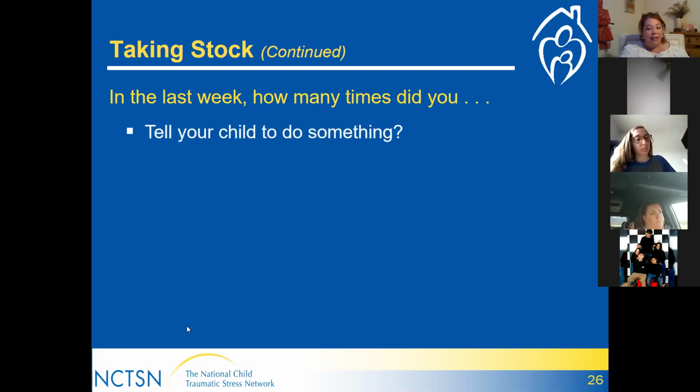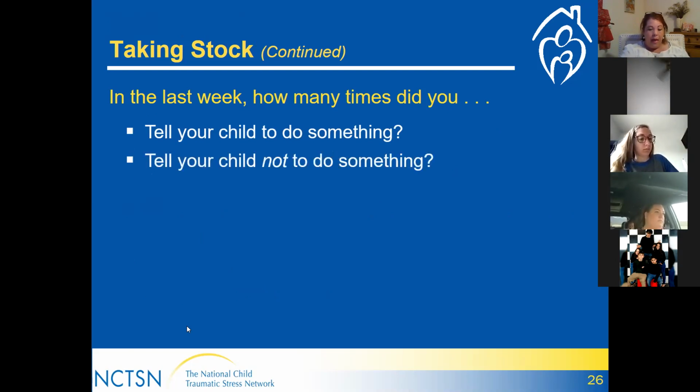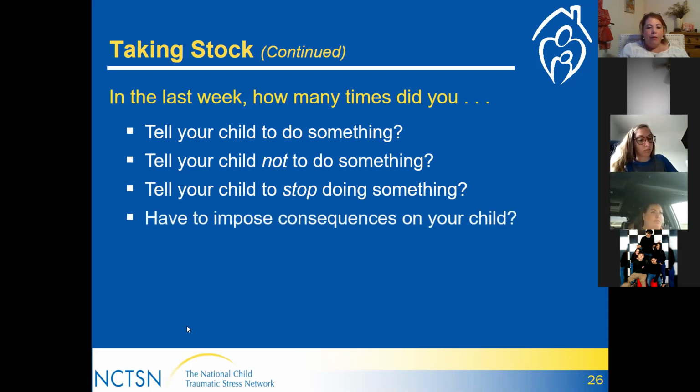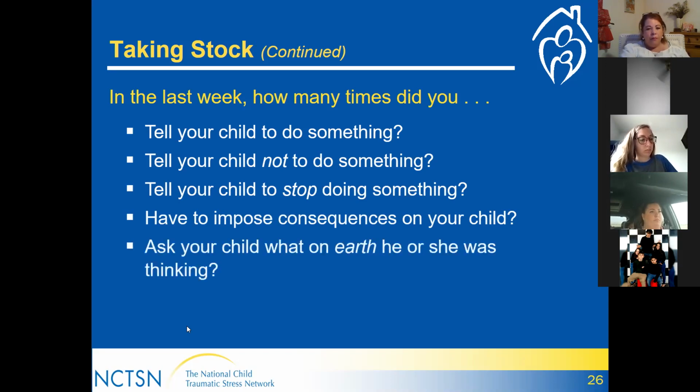How many times did you tell your child to do something? How many times did you tell your child not to do something? How many times did you tell your child to stop doing something? How many times did you have to impose a consequence on your child? It can be a big consequence or a minor consequence, natural consequence even. How many times did you ask your child what on earth you were thinking?